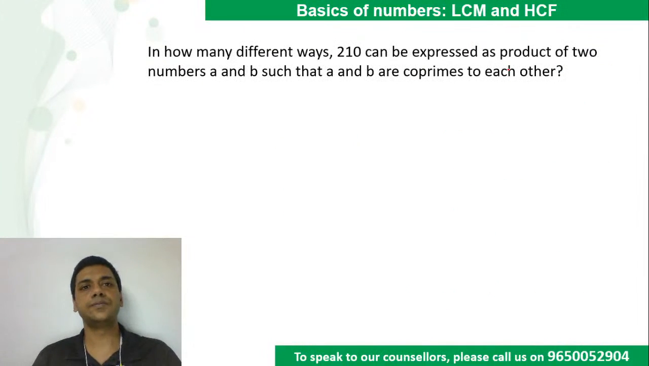Okay, moving to the next one. In how many ways can 210 be written as a product of two numbers A and B which are co-prime to each other? Yeah, just take a minute and try to solve it.